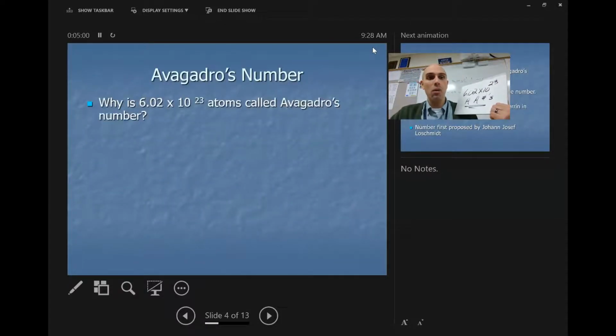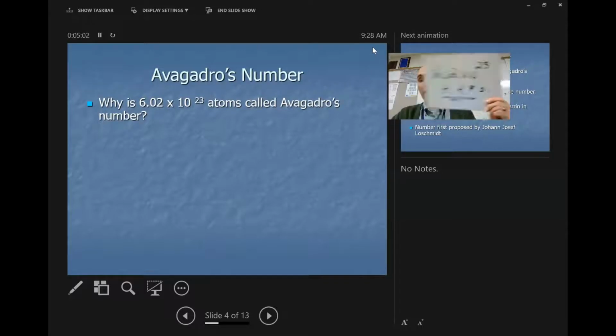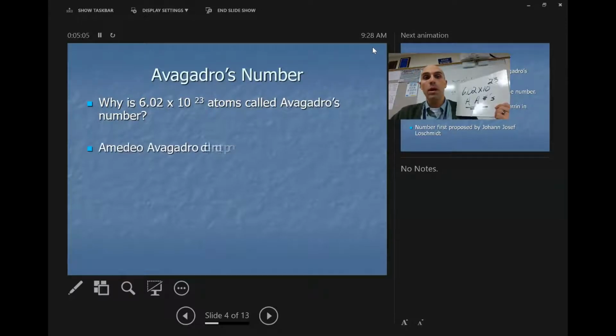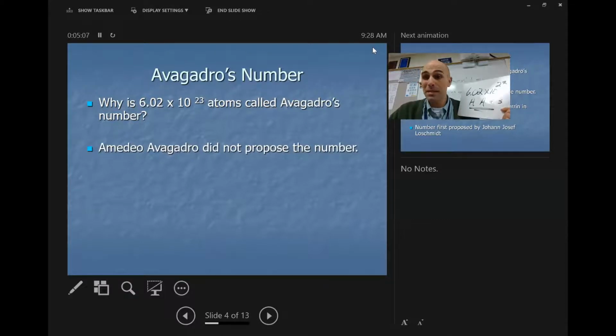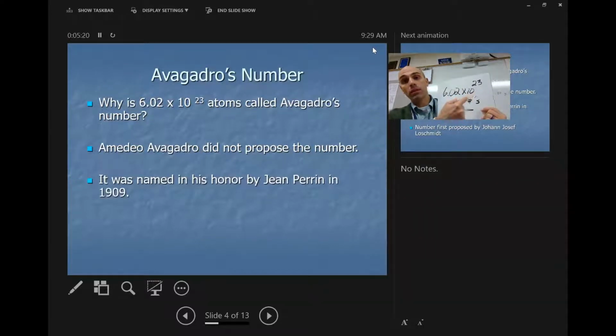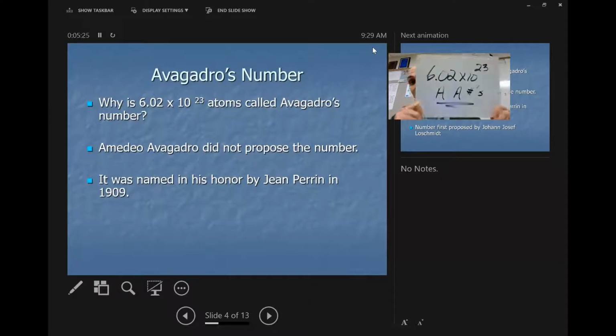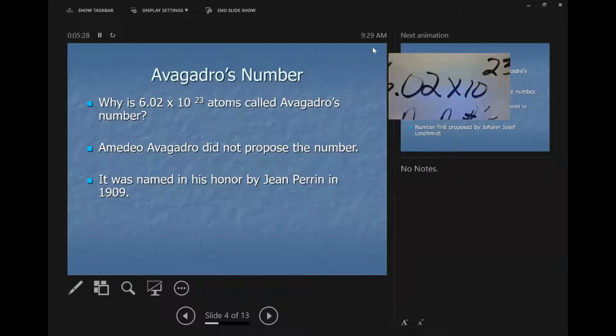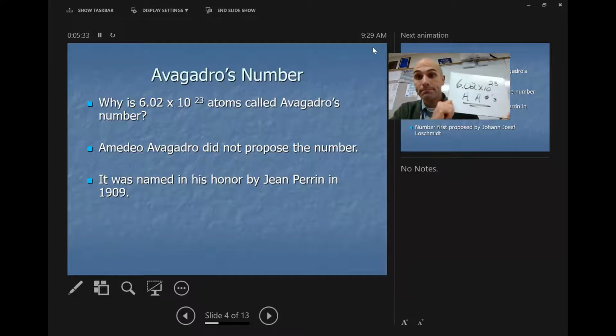Why is 6.02 times 10 to the 23rd his number? Well, he didn't actually come up with this number. He didn't propose this number. He actually proposed something a little bit different that we're going to talk about at the end of this PowerPoint. It has to do with gases. It's still along the idea of the mole, but this number, 6.02 times 10 to the 23rd, was actually named in his honor. You need to know this number.